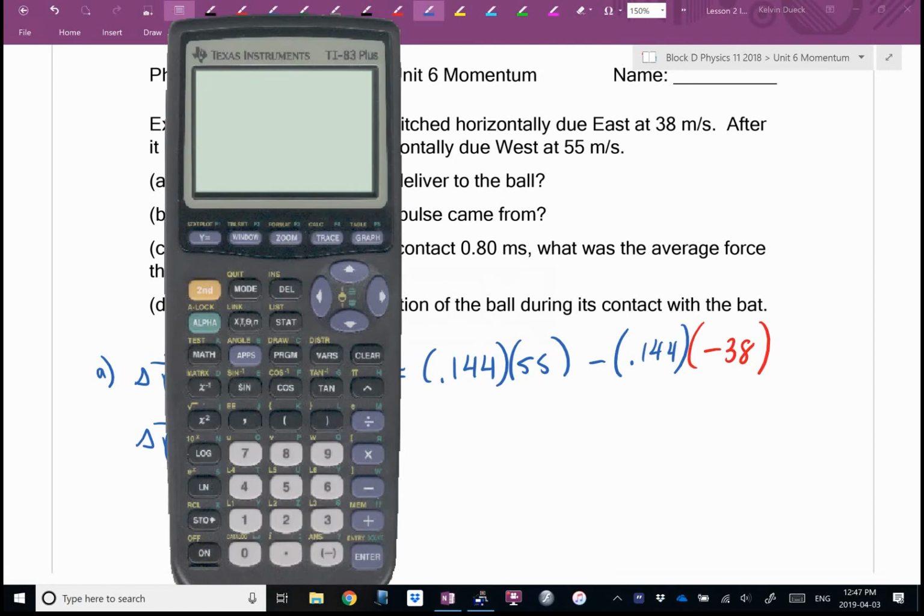38 meters per second, that's around a 75 mile an hour pitch. So this isn't a major league pitch, but it's probably a good high school pitcher's pitch. It's coming in pretty fast. 0.144 times 55 minus 0.144 times negative 38. Do you get 13.4?